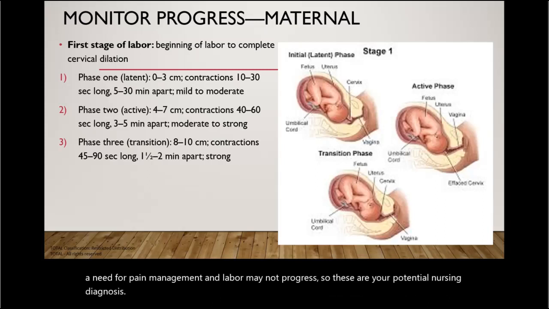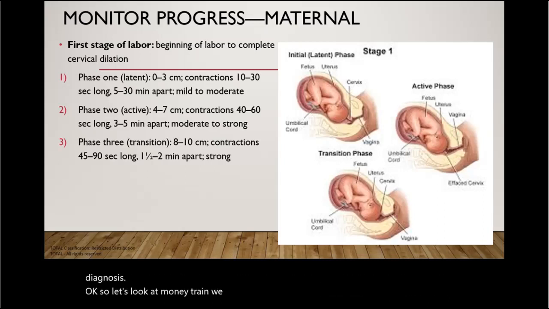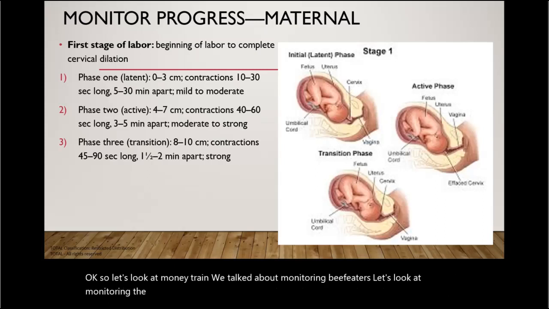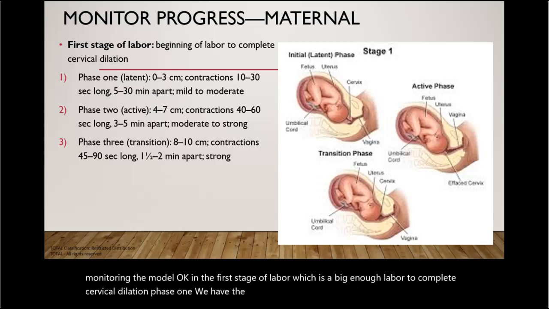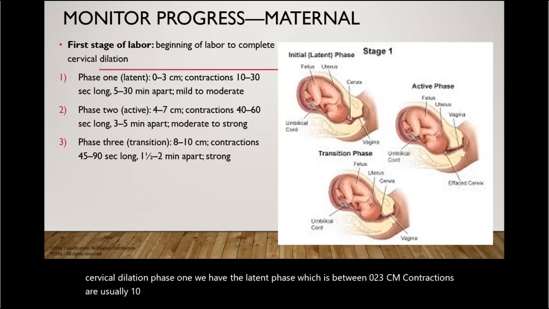Okay, so let's look at monitoring. We talked about monitoring the fetus. Let's look at monitoring the mother. In the first stage of labor, which is from the beginning of labor to complete cervical dilatation, phase 1 is the latent phase, which is between 0 to 3 cm. Contractions are usually 10 to 30 seconds long and 5 to 30 minutes apart, and it's usually mild to moderate.